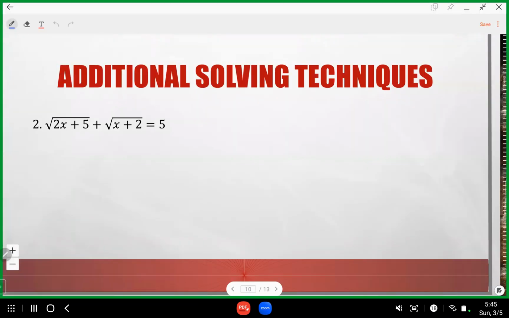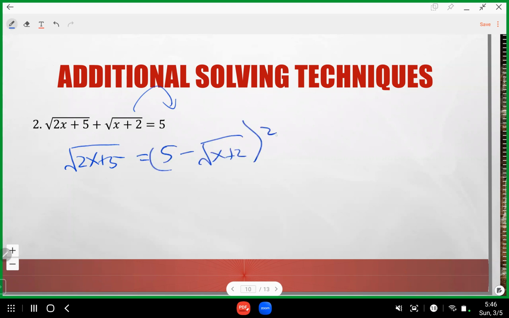Okay, so this one is a little bit harder. The first thing we need to do is move this square root to this side, because we don't want two square roots on the same side. Otherwise, when we square both sides, it's going to be very complicated. So let's have one square root on this side, and when we square both sides, this square root is going to go away. So we're going to have 5 minus the square root of x plus 2 here, and then we square both sides.